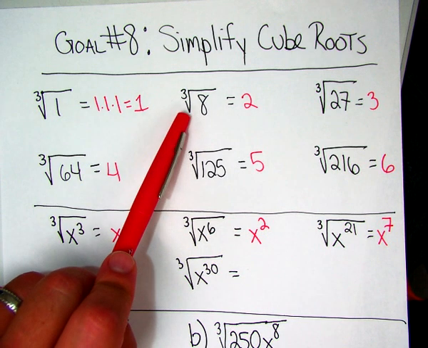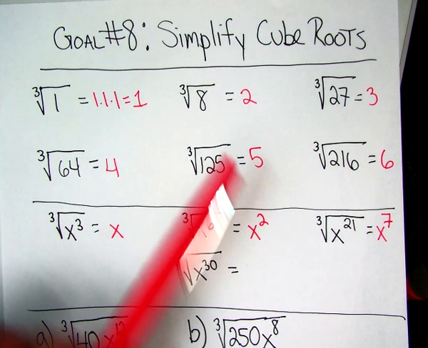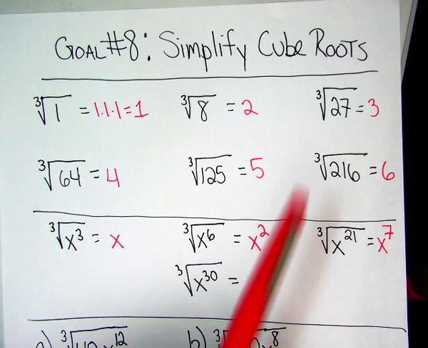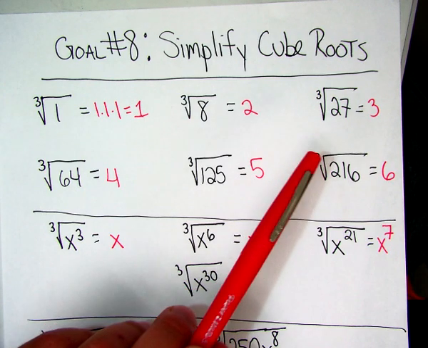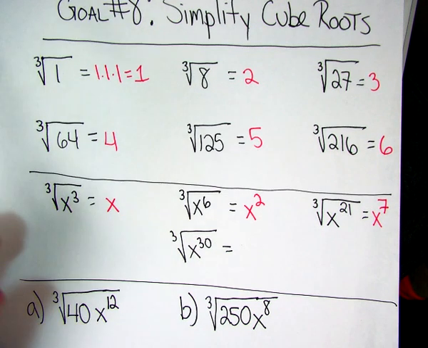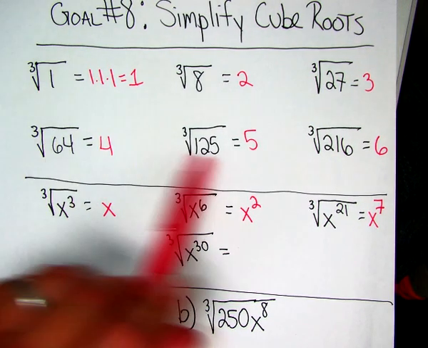The cube root of 8 is equal to 2, because 2 times 2 times 2 equals 8. Cube root of 27 is 3, because 3 times 3 times 3 is equal to 27. It's the same for all of them, but there's really 6 that you need to know.